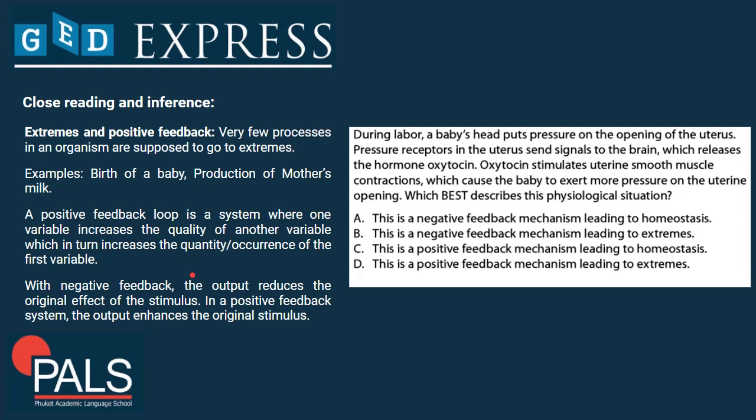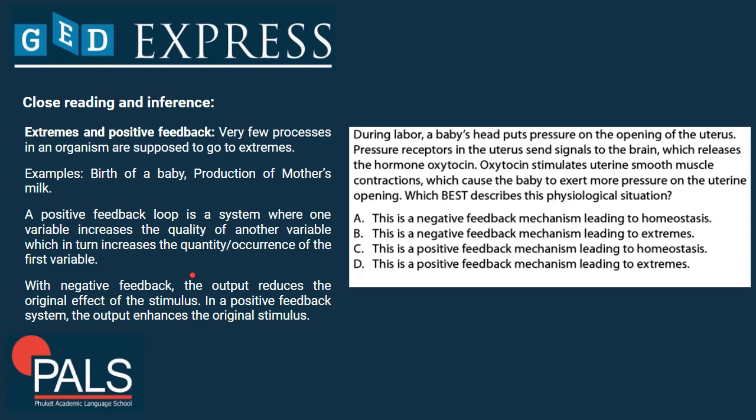A positive feedback loop is a system where one variable increases the quality of another variable, which in turn increases the occurrence of the first variable again, which in turn increases the quality of the other variable, which then increases the occurrence of our first variable again. So we have something like exponential growth. If we have an effect, this effect will grow stronger and stronger over time because of the positive feedback increasing this first variable.